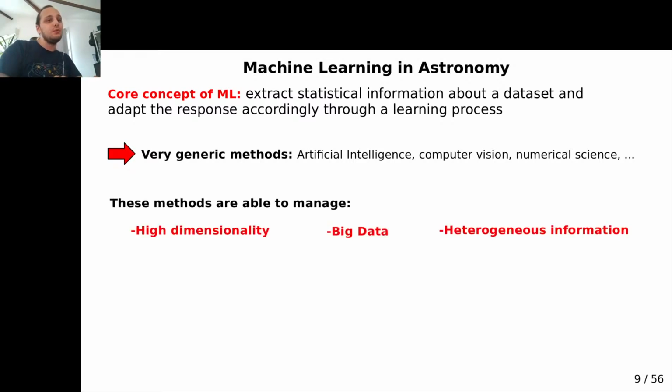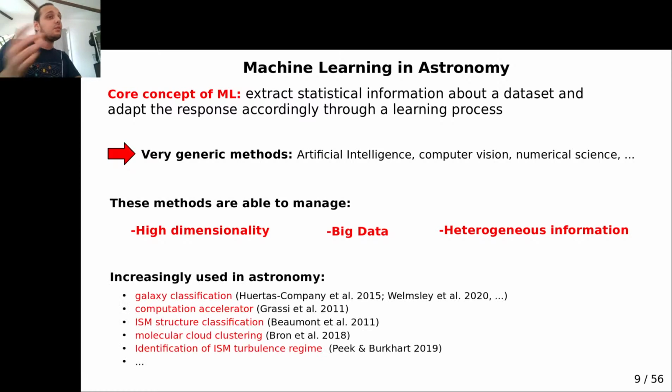So it has a few interesting properties. The first one is that it is able to handle fairly well high dimensionality. It also handles well a very large data set, and actually it requires very large data sets in order to work appropriately. And the last one, which is the most interesting for these studies that I will present to you, is that it is able to combine heterogeneous information in a very efficient way.